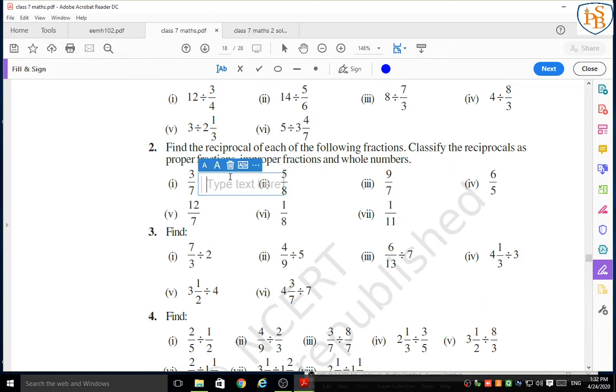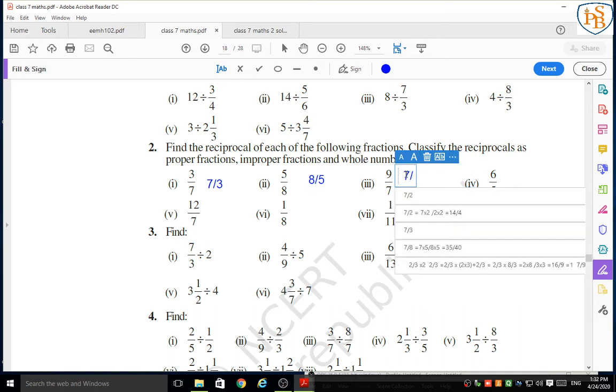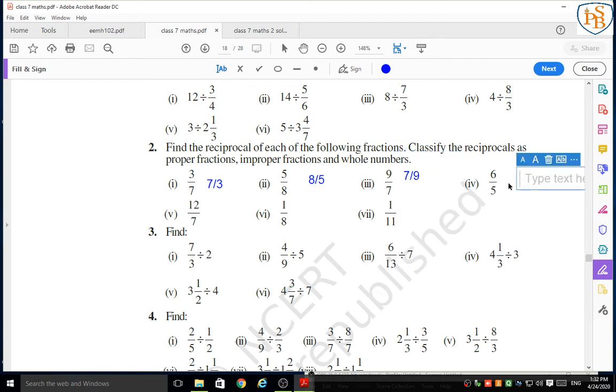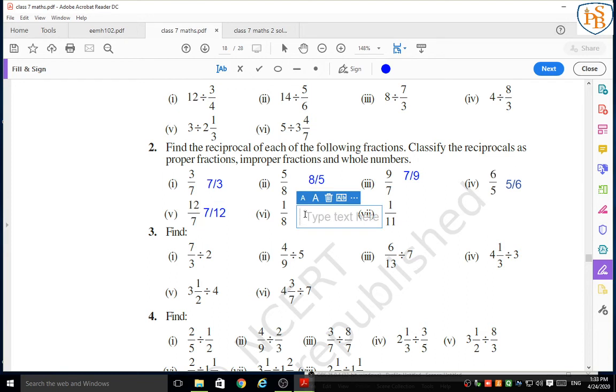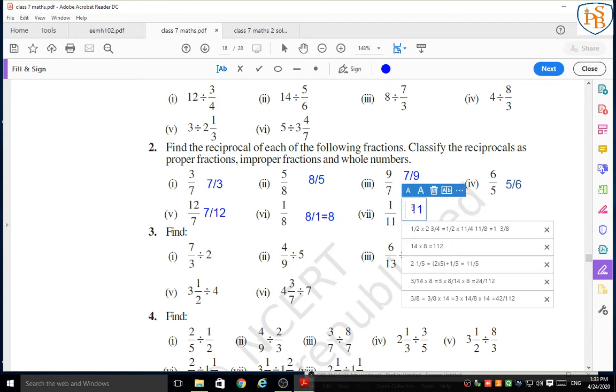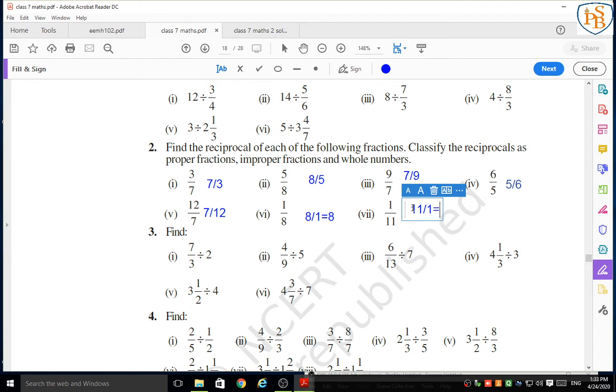Look at here carefully. The reciprocal of 3 upon 7 is 7 upon 3. Okay, the reciprocal of 5 upon 8 is 8 upon 5. Reciprocal of 9 upon 7 is 7 upon 9. Reciprocal of 6 upon 5 is 5 upon 6. Reciprocal of 12 upon 7 is 7 upon 12. The reciprocal of 1 upon 8 is 8 upon 1, that is 8. Reciprocal of 1 upon 11 is 11 upon 1, that is 11.